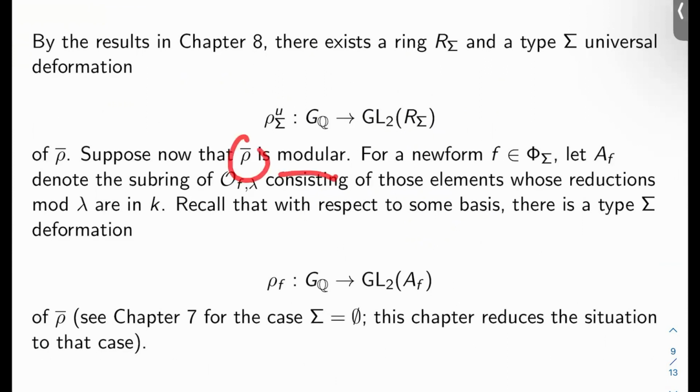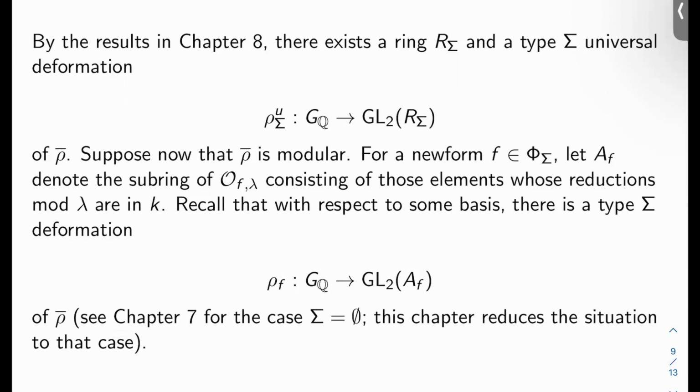Now bring back in the modularity condition. Suppose that rho bar is modular. For each newform F in phi sigma, let A sub F denote the subring of O_F lambda consisting of what we care about, the elements whose reductions mod lambda are actually in K. Recall that with respect to some basis, there is a type sigma deformation, rho F from GQ to GL2 of A sub F of rho bar. We actually just got done talking about that.